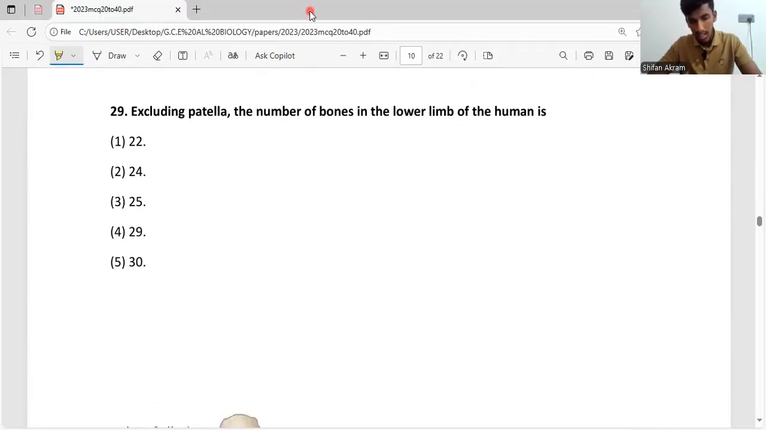Okay. Now let's go through question 29. Excluding patella, the number of bones in the lower limb of the human body is. Now, what is patella? Patella is the knee cap, right? They ask, except the patella, the number of bones in the lower limb. So let's start counting. First, we have the femur, which is the thigh bone. Then we have the fibula and the tibia, which are present in the calf. So that means 1, 2, and 3 bones, right?